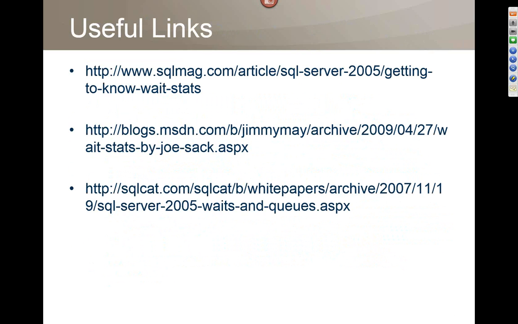And some links that will show you some of the things we talked about. This is that white paper, the only definitive white paper that was written specifically for wait stats, but it's for 2005. A lot of it still applies, but it does not have the new wait types in it. And then Joe Sack wrote a better thing in 2009, and this one says 2005, but again, it's applicable even today.